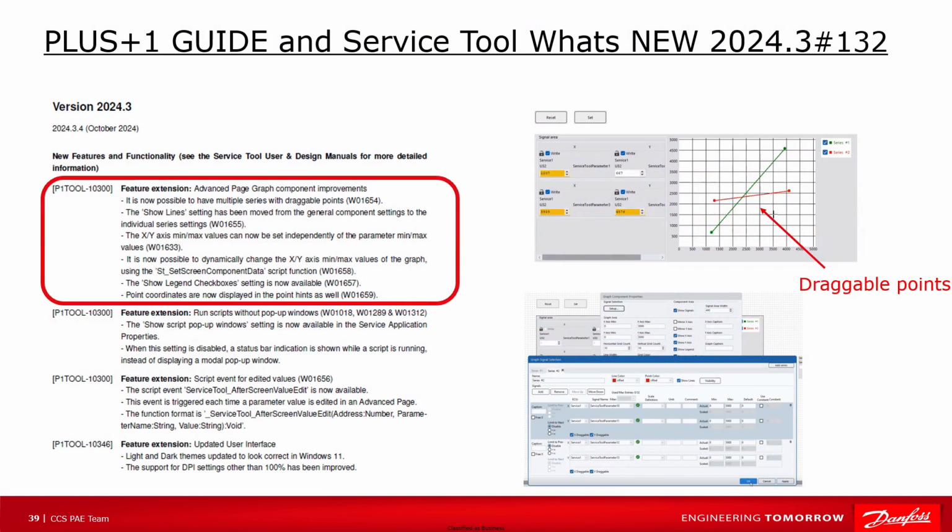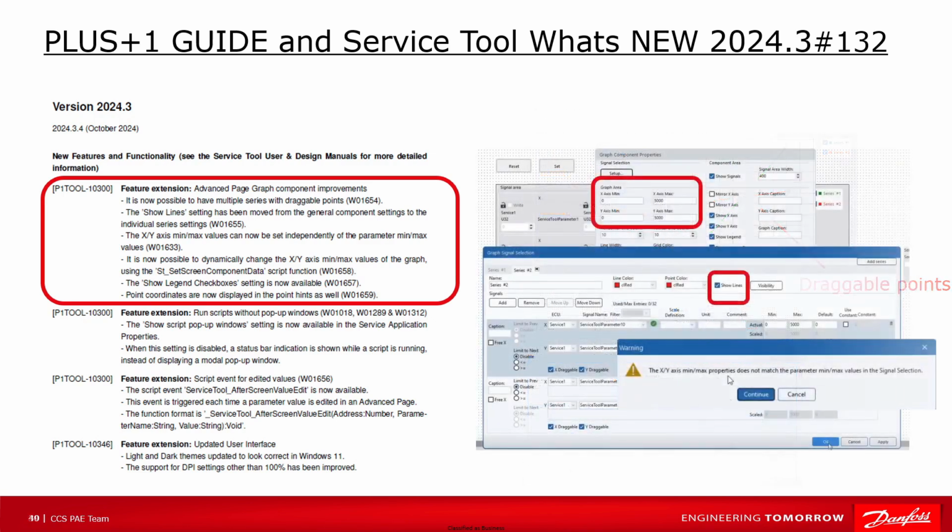Let's have a look at the service tool features of 24.3, starting with some graph component improvements where it is possible to have multiple series with draggable points. In the previous version, we had in signal selection set up one series that we called added series, and then you could add a number of reference series. Now, from this version on, all series are equal and we just have series. Depending on that feature, the show lines setting has been moved to the individual series settings.